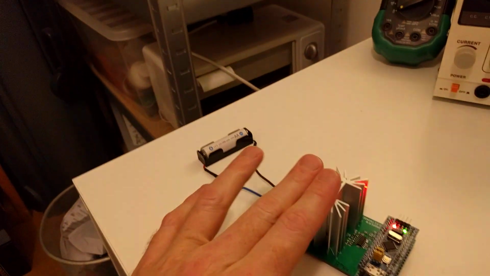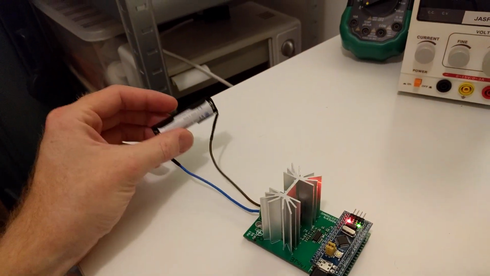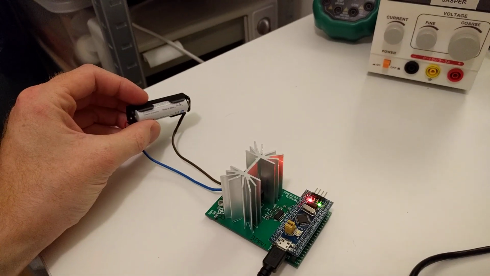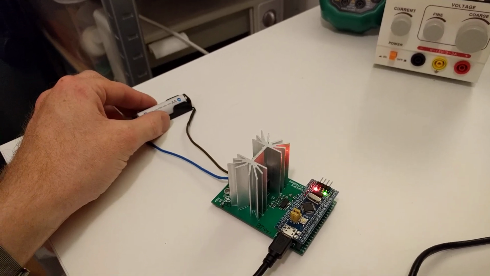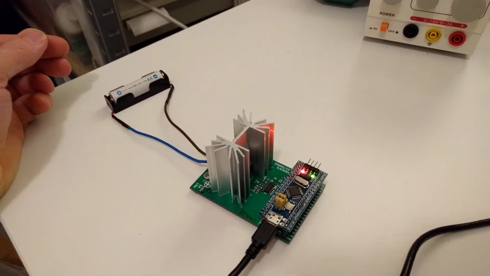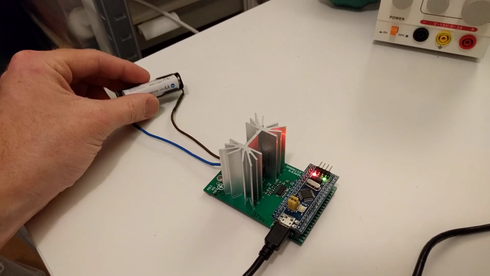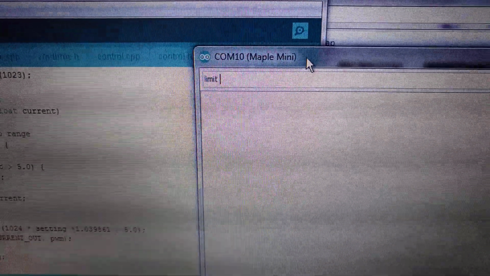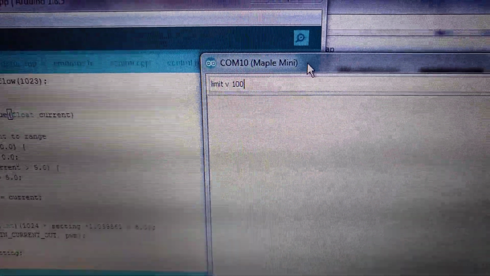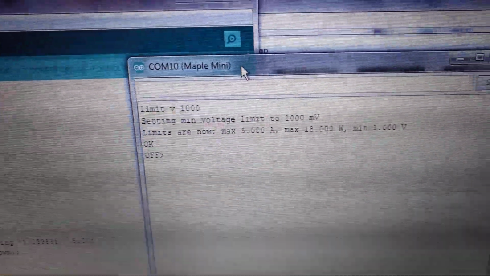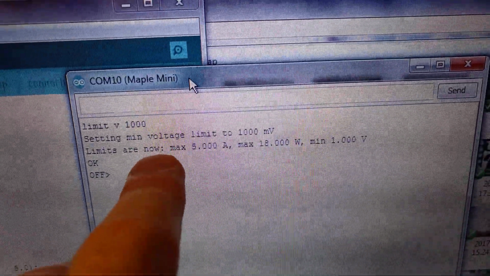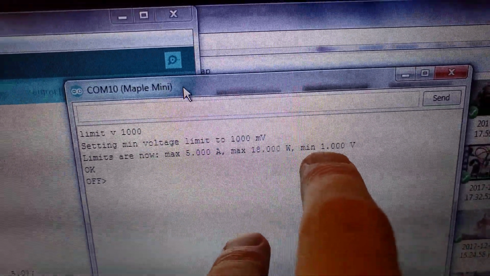But you only need to discharge the battery not too deep. So you should discharge it not lower than 1 volt, and to make sure it never discharges below 1 volt, you can set limit voltage to 1000 millivolt, and now you see the limit set to 1 volt.